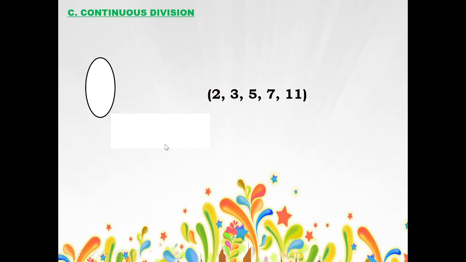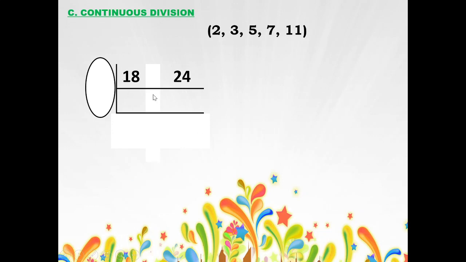Another, let us use the continuous division. So, we have 2, 3, 5, 7, and 11. Sabi ko nga, sa continuous division, let us write first the first 5 prime numbers para yun ang gagamitin natin as a divisor. Andito na si 18 at si 24. Yung 18 divisible sa 2 at yung 24 divisible sa 2. So, let us use 2 as a divisor.